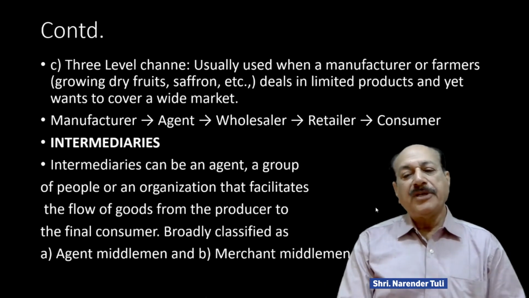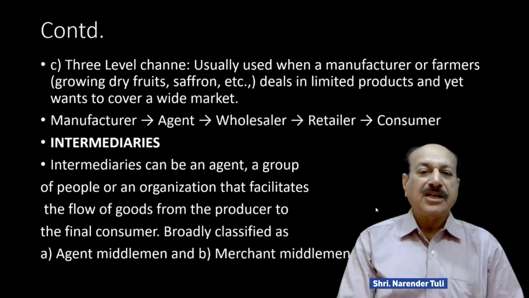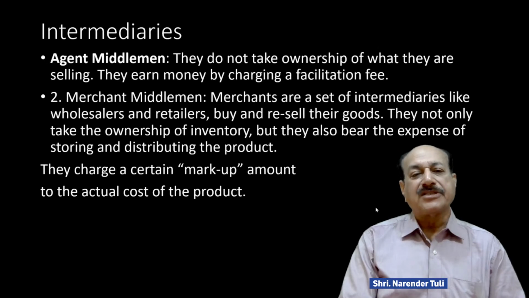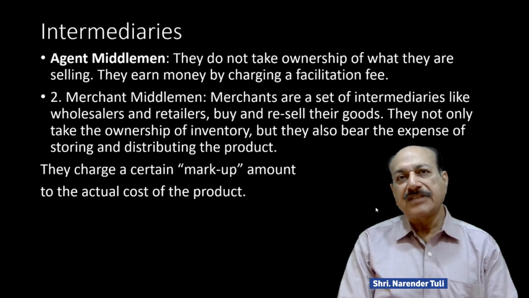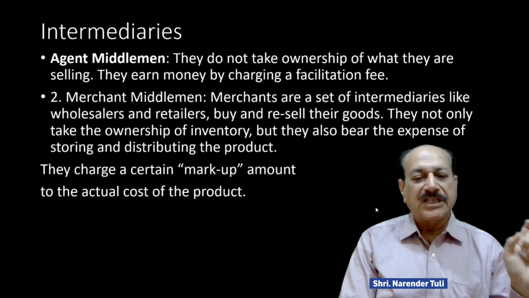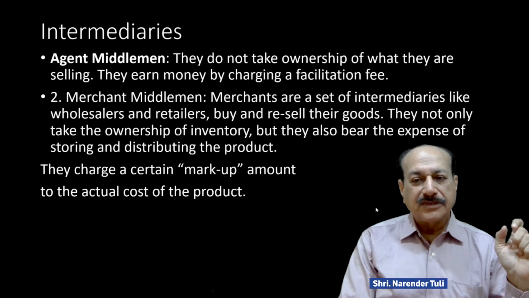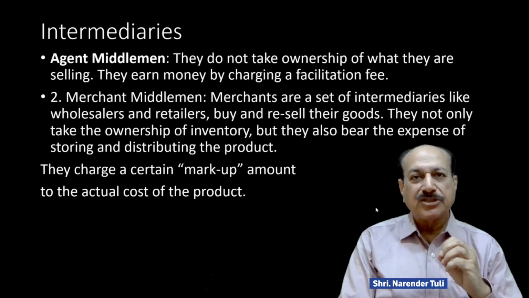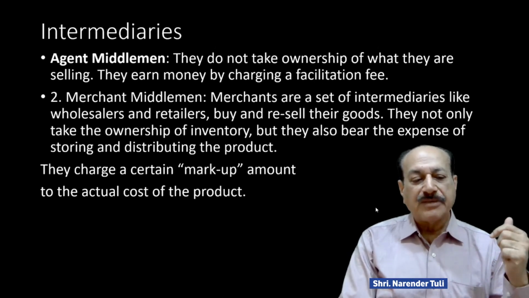Those middlemen could be further divided into the agent middleman and the merchant middleman. Agent middlemen work on a commission basis. They do not take the ownership of the product. They sell your product, but they charge what is called the facilitation fee or commission, by whatever name it is called. A merchant middleman actually buys your product, stores it, and then makes it available to the consumer through resale. Wholesalers and retailers become the merchant middlemen.